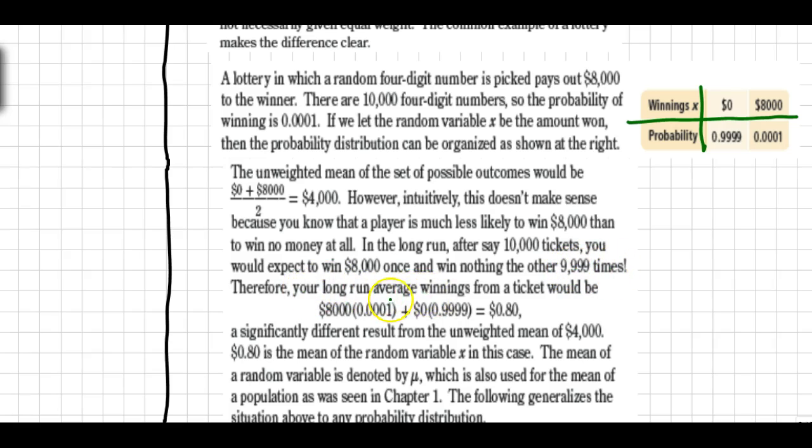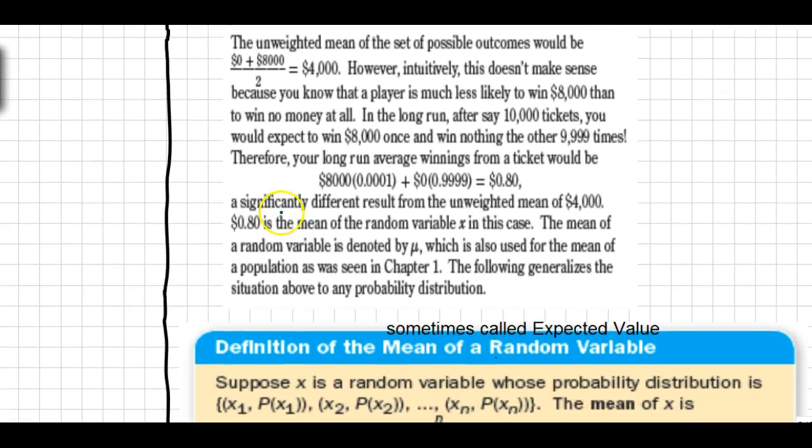So therefore, in the long run, your average winnings from a ticket would be the weighted average here of 8,000 times 0.0001 plus 0 times 0.9999. So therefore, the weighted average is 80 cents. And that's a significantly different result from the unweighted average of $4,000. We still would not say that we're more likely to win 80 cents each time, but that's a more accurate depiction as opposed to the 4,000. The mean of the random variable here is denoted by the Greek symbol called mu. It's also used for the mean of a population as we did back in chapter 1.